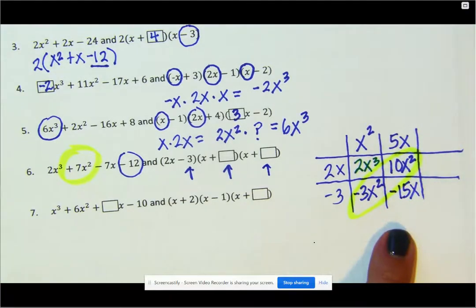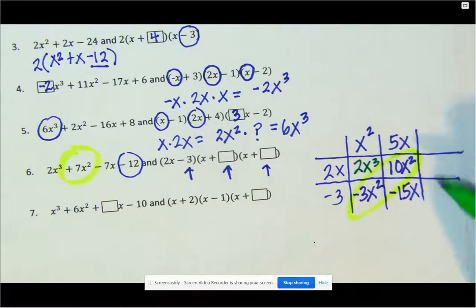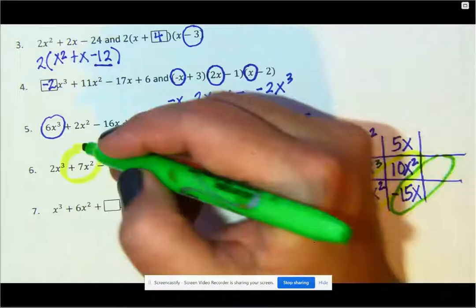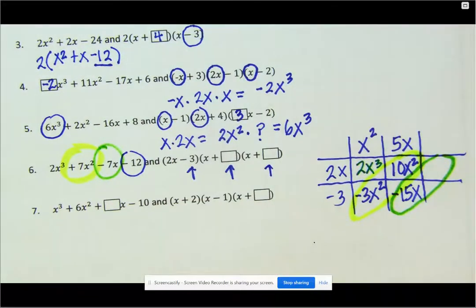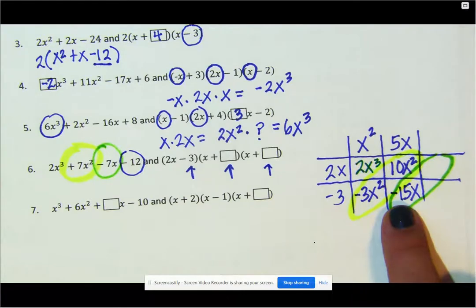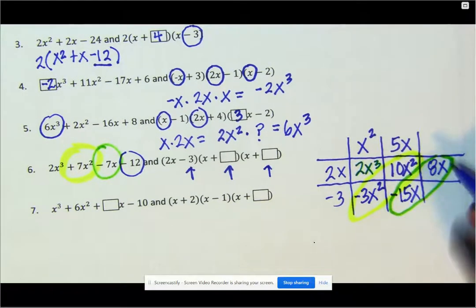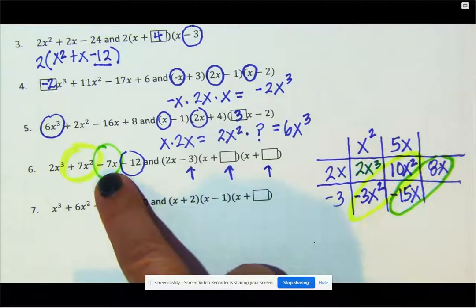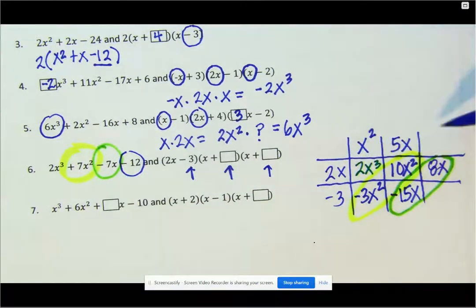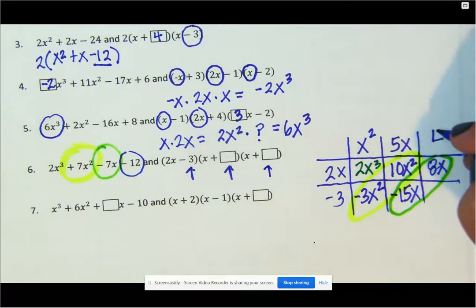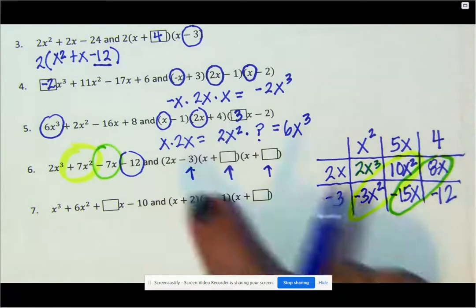Okay, now my x terms need to create negative 7x. Well, I'm at negative 15, so I need 8, because together that creates negative 7. So now 2x times what makes 8x? 4. And 4 times negative 3 makes negative 12. So I can tell that I've done it correctly.